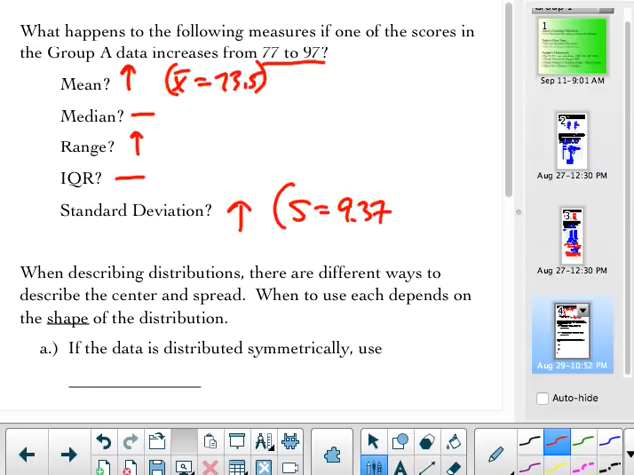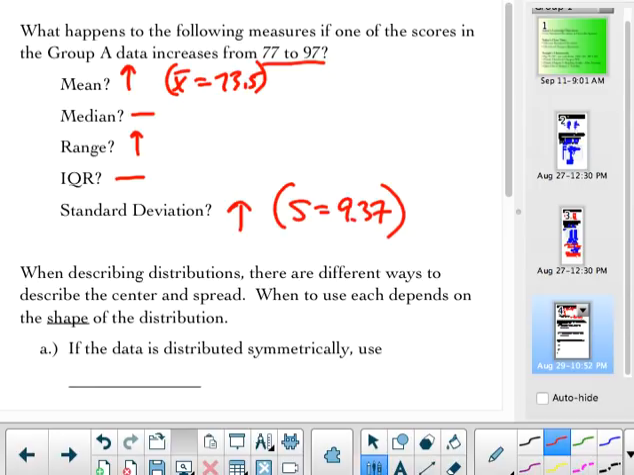I just did that in my calculator before I started recording the video. It's an increase of actually over double. We went from 4.77 to 9.37 simply by increasing that one value. So it has a pretty profound impact on the summary statistic of standard deviation.